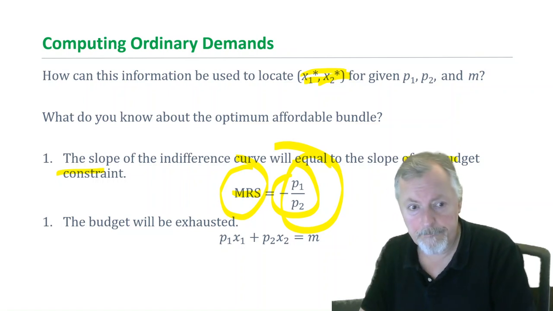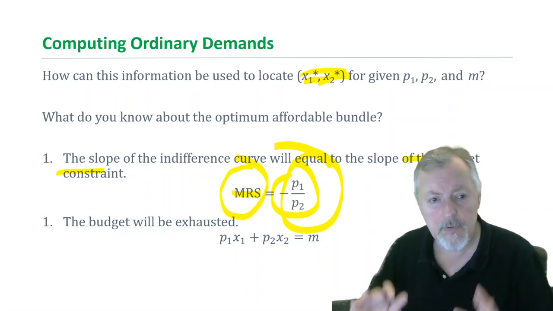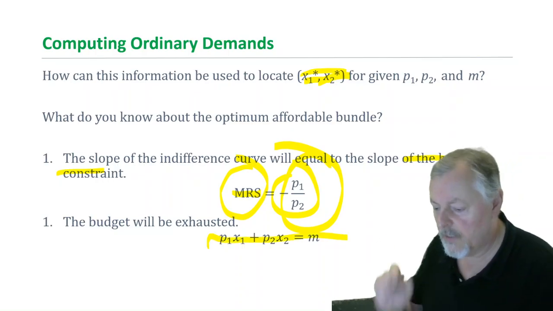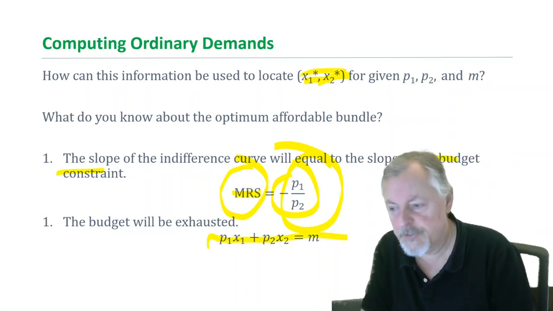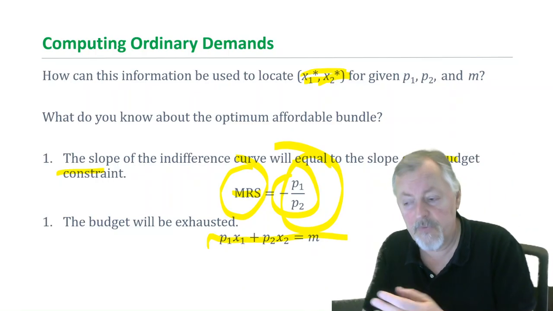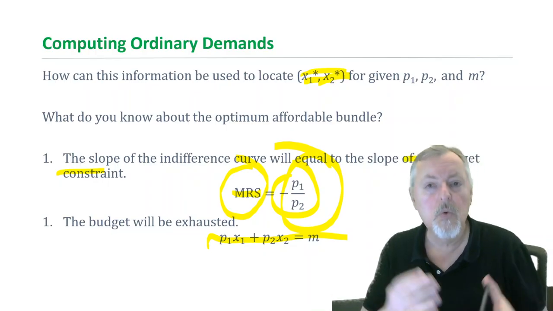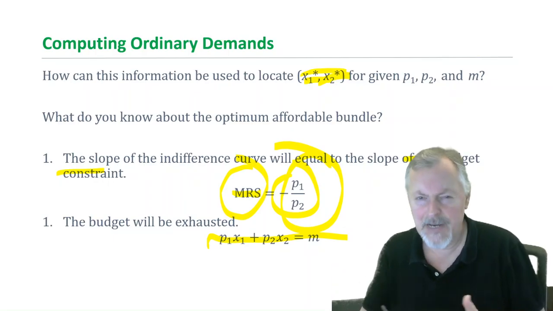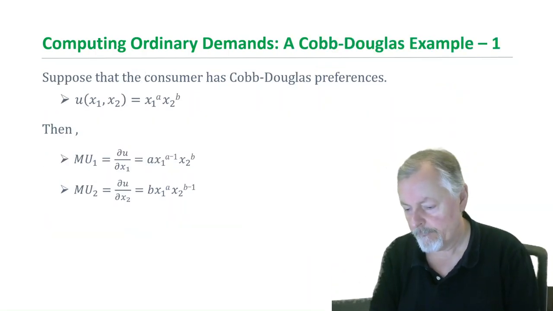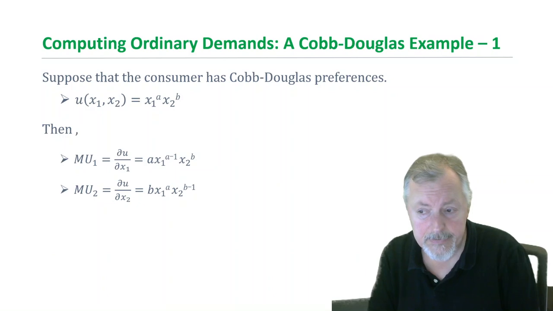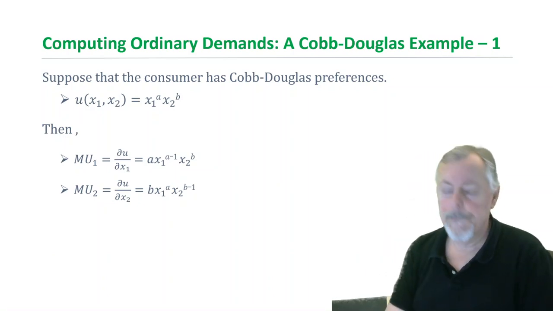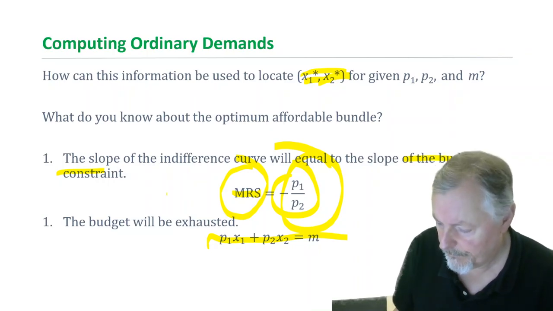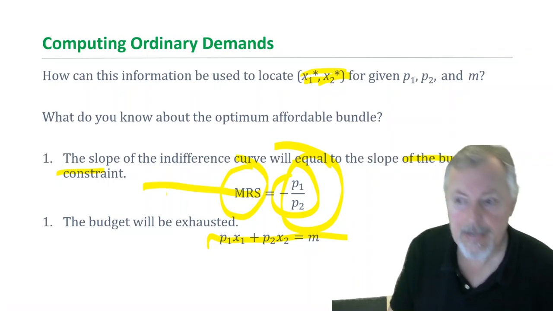We know one other thing. We know that whatever bundle this person chooses, they will exhaust their budget. They're going to spend all of their money because we've defined it such that the person only gets utility from X1 and X2, apples and oranges, not from money itself. So now we just have to find these things. The marginal rate of substitution here. How do you find that?